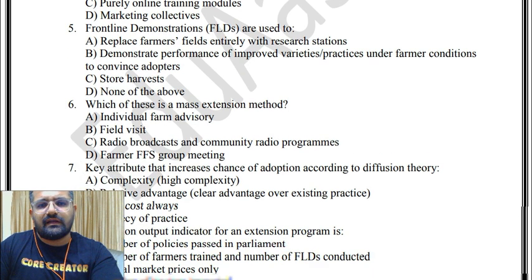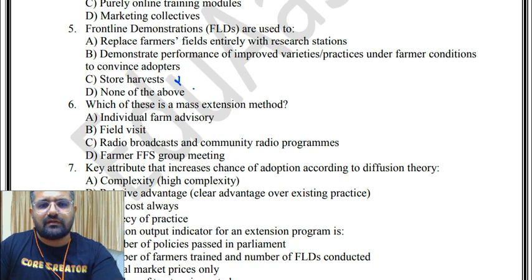Then frontline demonstrations (FLDs) are used to: replace farmers' fields entirely with research stations, demonstrate performance of improved varieties or practices under farmer conditions to convince adopters, store harvest, none of the above. So the answer is B, that is demonstrate performance of improved varieties or practices under farmer conditions to convince adopters, which is our frontline demonstration or FLDs.